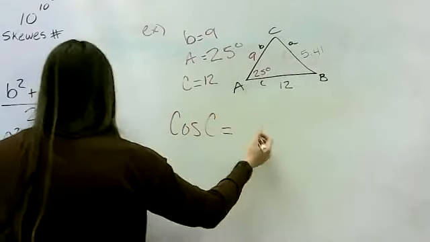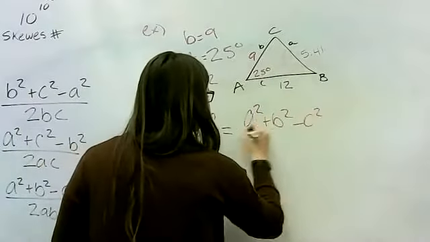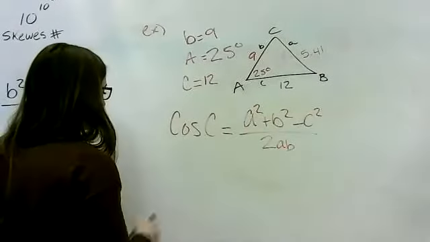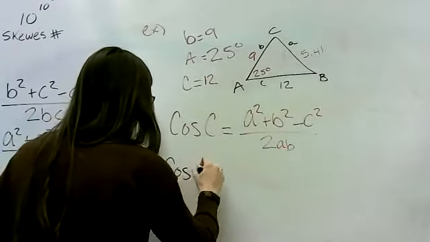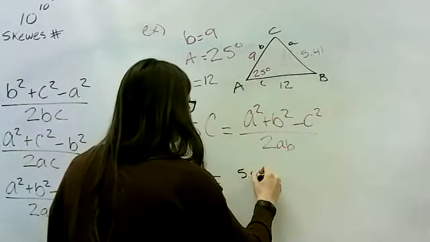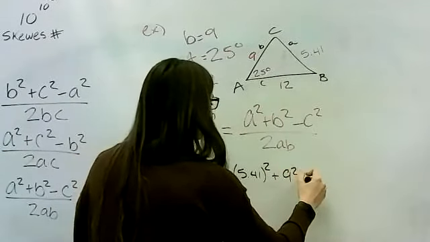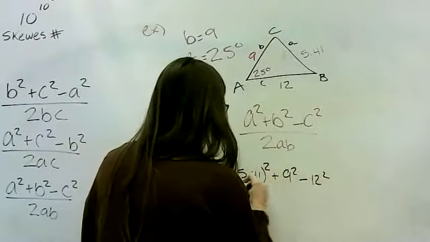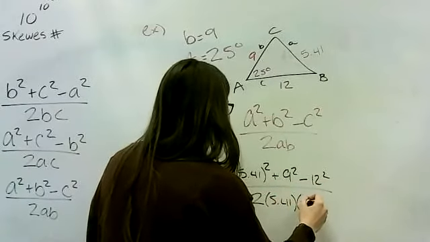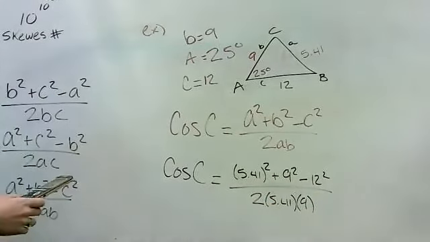Cosine C equals a squared plus b squared minus c squared all over 2ab. Fill in my missing pieces. And I get 5.41 squared plus 9 squared minus 12 squared all over 2 times 5.41 times 9. All right, into the calculator.